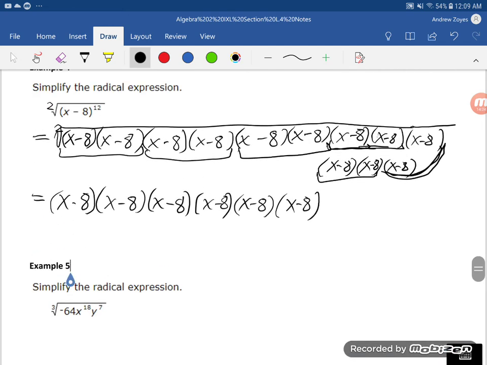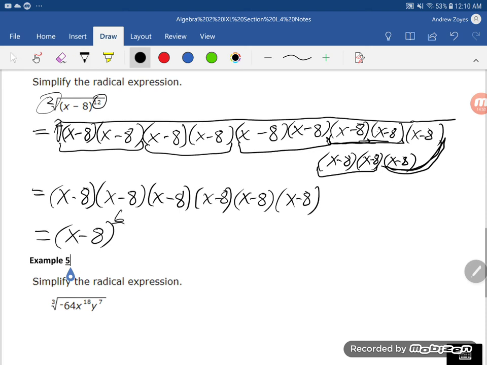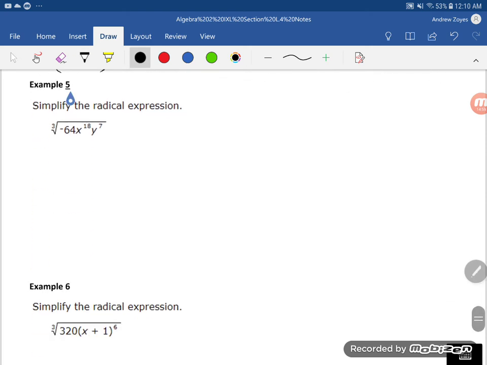Okay, so we have 6 of those. Nothing was left behind. Our root goes away because nothing is left under it. And we now just have x minus 8. And we're going to write it shorthand. We're going to write to the power of 6 because we had 6 of them. And that makes sense because, again, going back to that basic question, if we had 12 of something and we were looking to make groups of 2, how many groups of 2 could I make with 12 of something? And you could make 6.